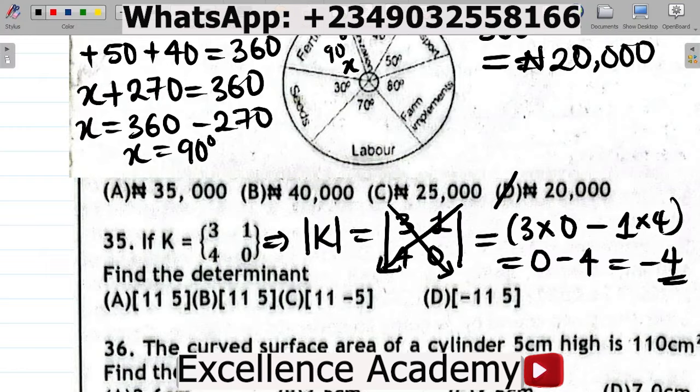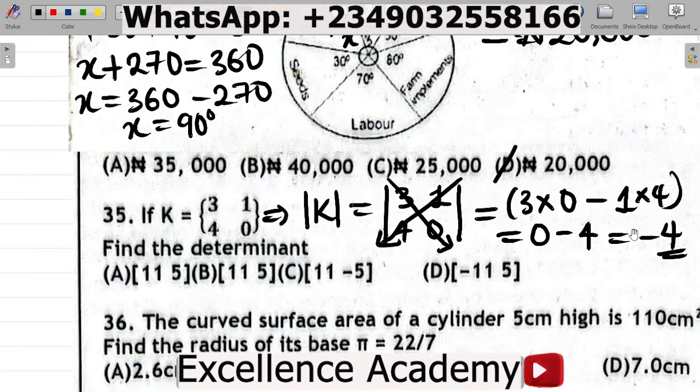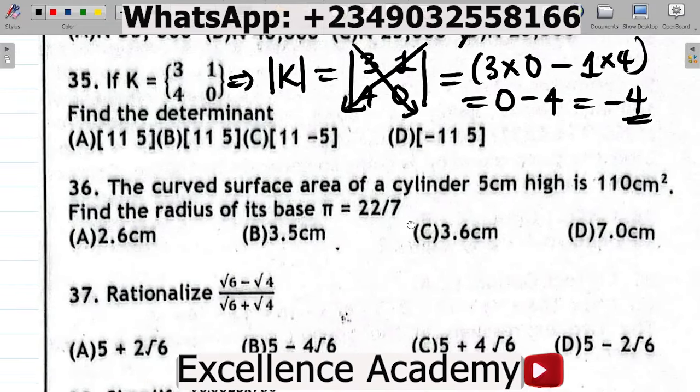The correct option is not here, but note that the determinant there is minus 4. So basically, this is how you solve the question. Multiply the terms in the principal diagonal, that's by the right hand like this: 3 times 0 gives you 0. Minus the terms in the other diagonal, 1 times 4 is 4. So 0 minus 4 is minus 4. So the correct answer here should be minus 4. All right, moving on.